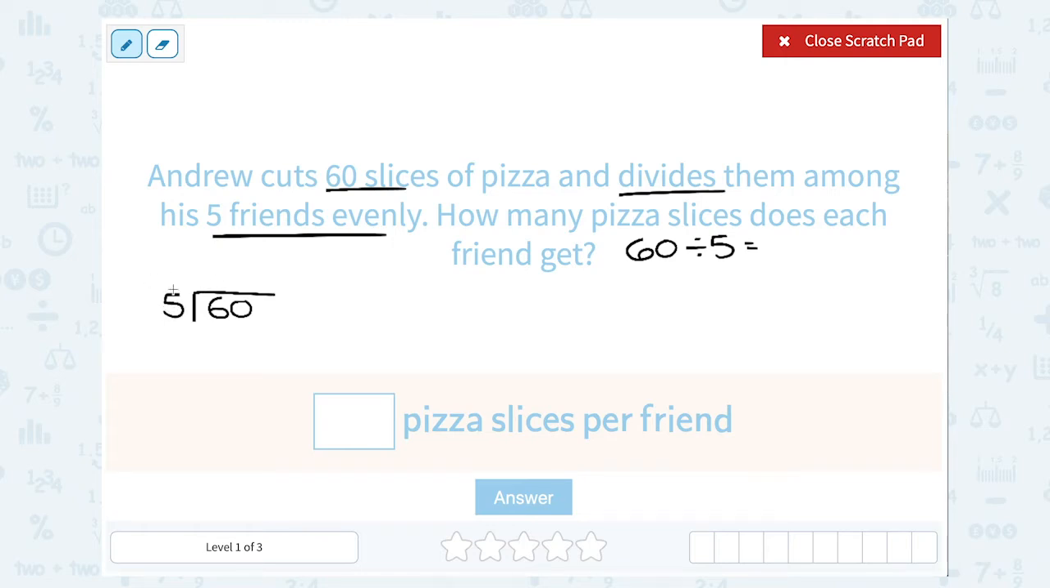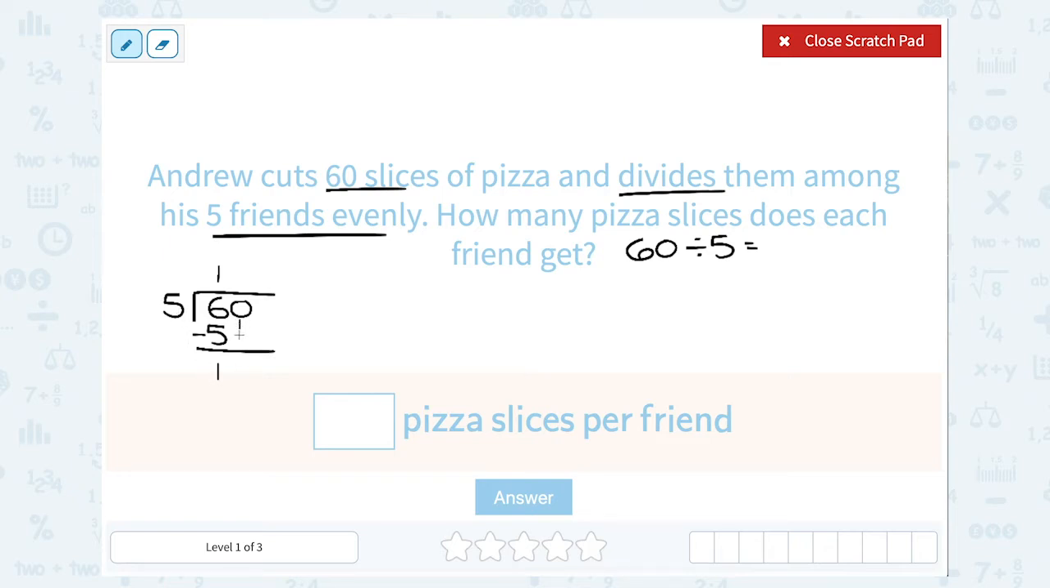And the reason that's helpful is because now I can go one digit at a time. So first, I would think, well, how many times does 5 go into 6? Well, 5 goes into 6 one time, right? 1 times 5 is 5. So I'm going to subtract that 5 to see how many I would have left over. Well, 6 minus 5 leaves me with 1. And 5 doesn't go into 1.